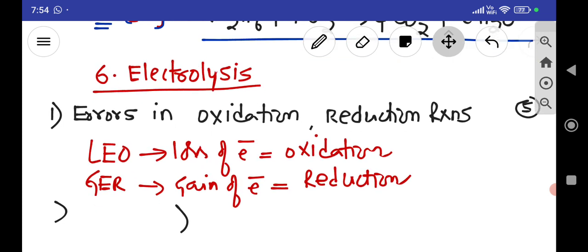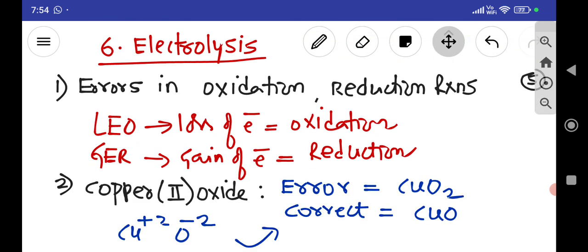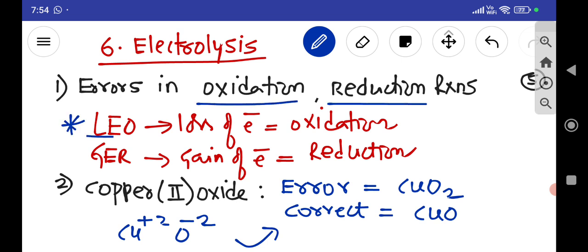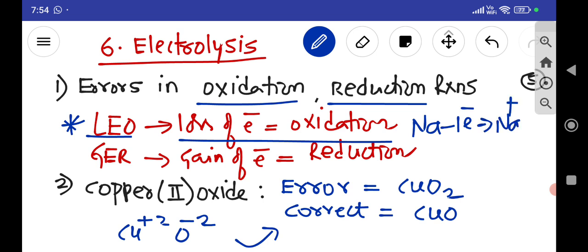Next topic, electrolysis. So what are the common errors you observe in electrolysis? First thing is oxidation and reduction, confusion will be there. Remember LEO, that is loss of electrons, is known as oxidation. Generally metals will do. Suppose sodium minus 1 electron gives Na plus. Second one is gain of electrons is reduction. So you can take oxygen gaining 2 electrons converted into O2 minus.